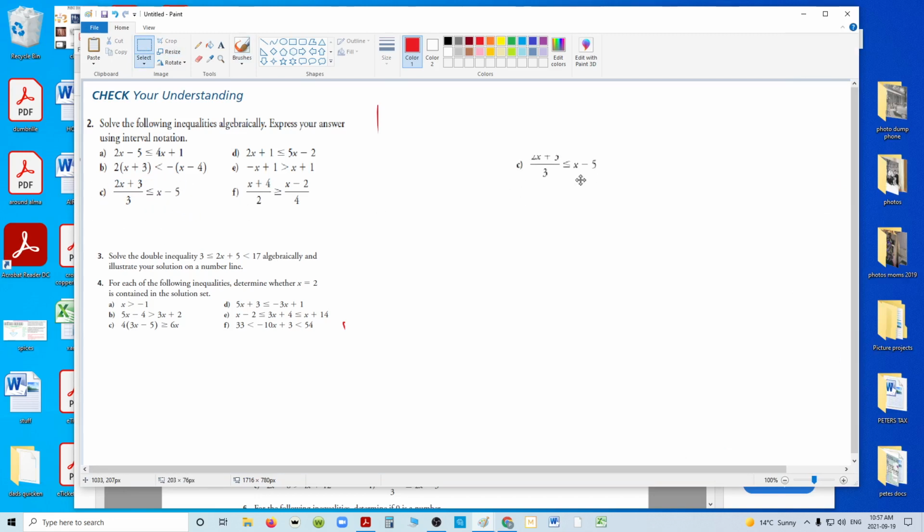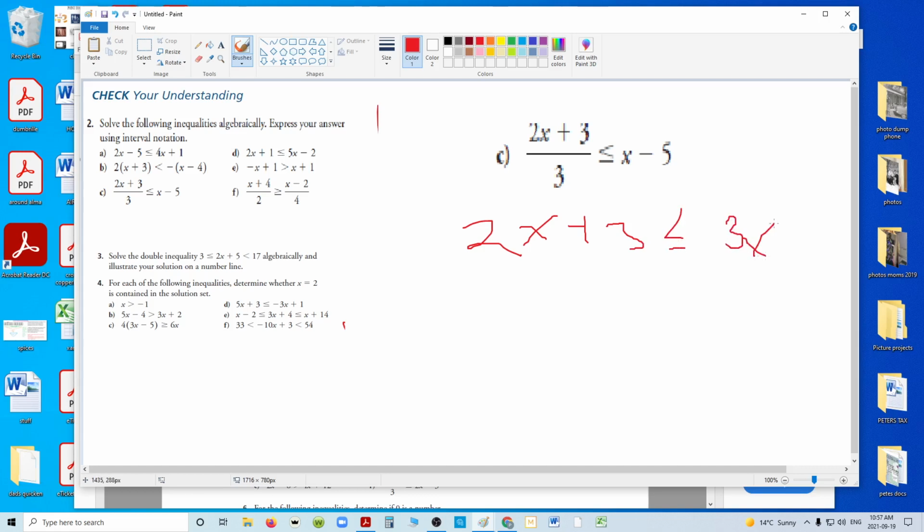This one, you just simply multiply both sides by 3. On the left side, you get rid of the fraction. On the right side, when both those terms are multiplied by 3, I get this. Your algebra should be on point now.